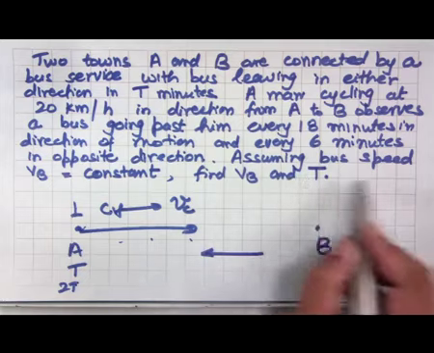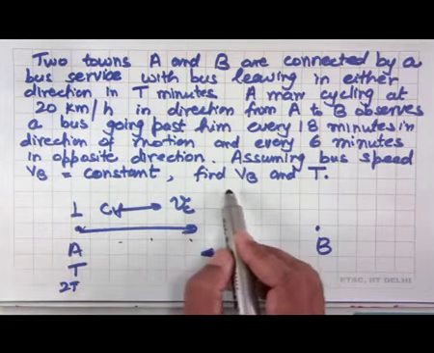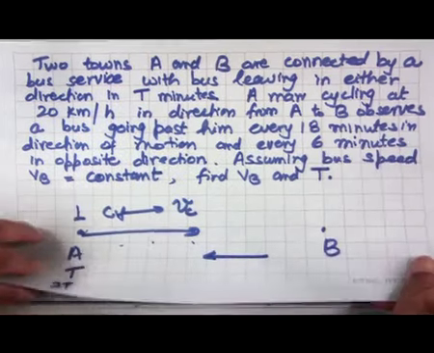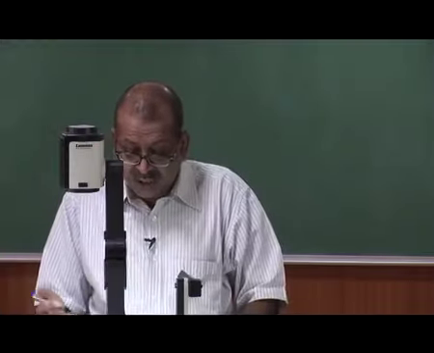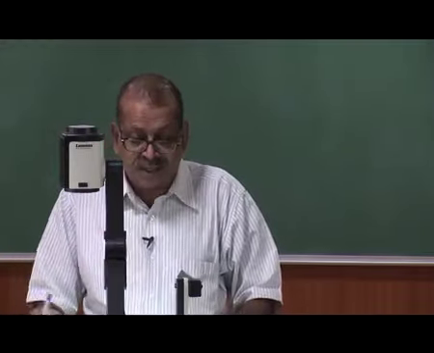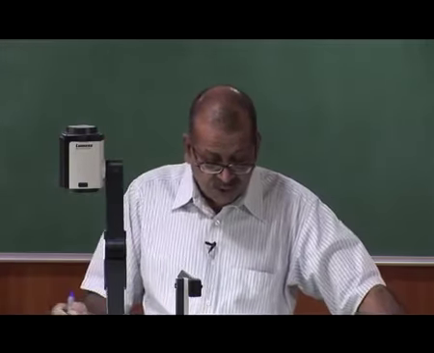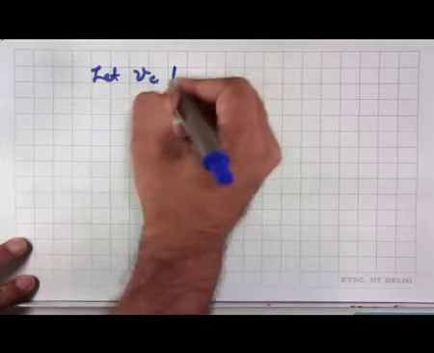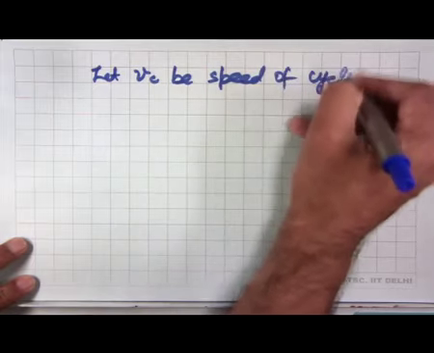Now, it is given that the bus speed Vb is constant. We have to find Vb and T. So, the bus speed is constant. We have to find the bus speed, and we have to find the time period between buses. The speed of the cyclist is given to us. So, let Vc be the speed of the cyclist. This is known to us.